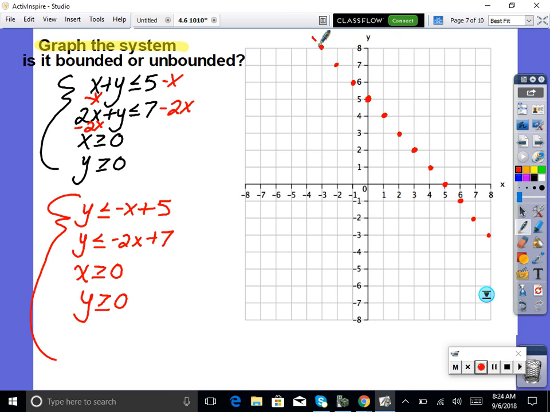It's including, so it's solid. And then I would definitely write on this one above or below. Y value is below the line, so we're shading below. Next one. Y-intercept of 7, down 2 over 1.